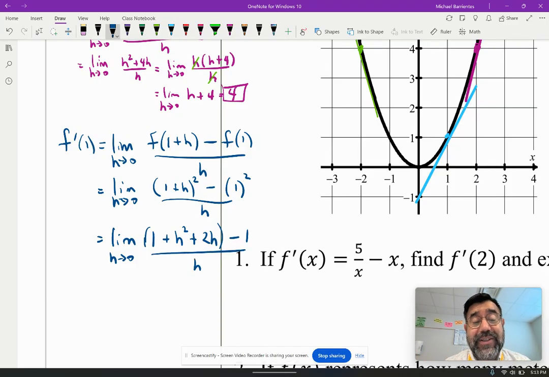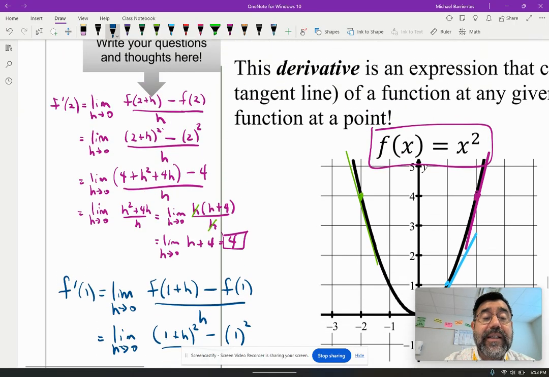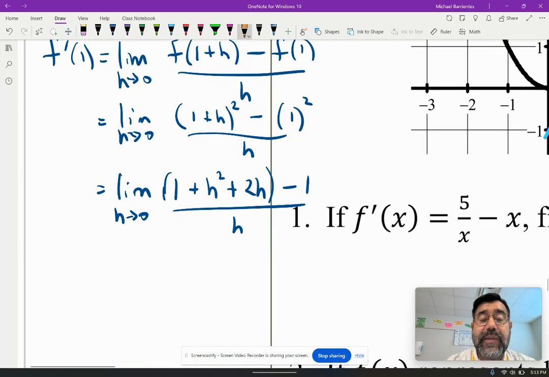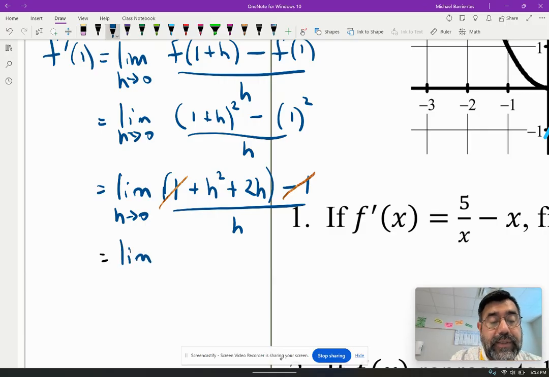You should notice that just like before, in this numerator the last term is going to cancel with the first term, just like it did over here, where we said this minus 4 and this positive 4 cancel out. Well, the same thing happens here. This minus 1 and this positive 1 cancel out. So I'm left with the limit as h approaches 0 of h squared plus 2h all over h.